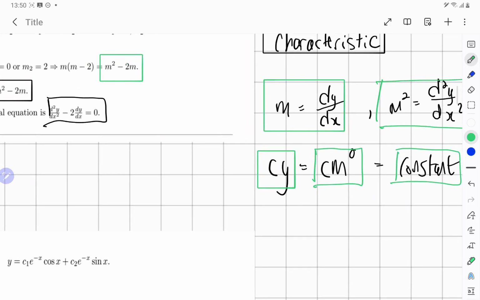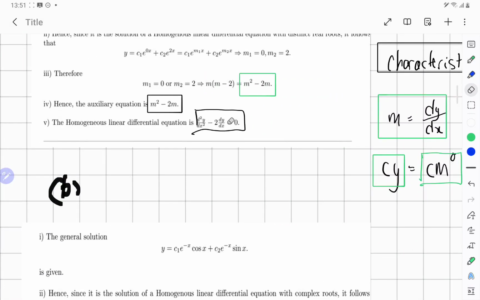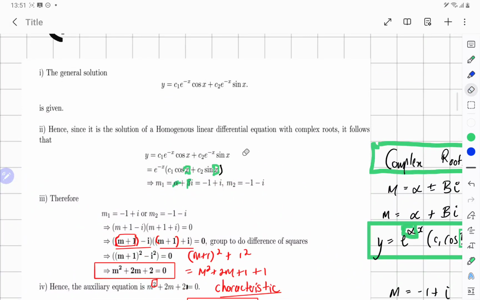Very important. Recall from the first video that the highest power of m will be equal to the highest order of the homogeneous differential equation, and I end off with what they've asked me. I see that my homogeneous differential equation will be a second order differential equation. Let's go to the next example.